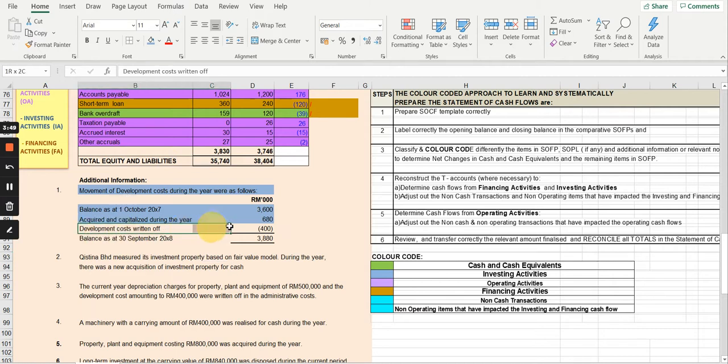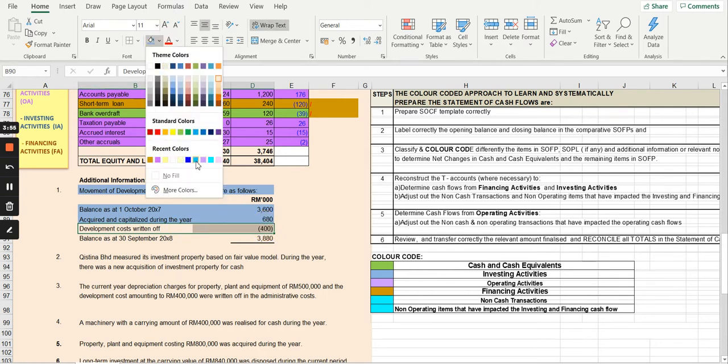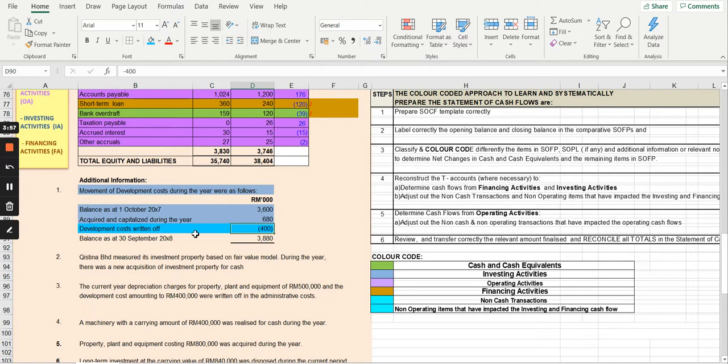So you also have one item here which is a non-cash item. So for non-cash item, I'm using blue. All right. Okay. So if you check acquired and capitalized during the year, this one is telling you that there were some acquisition of your development expenditure. So there was some acquisition of development cost, intangible asset, and this is an outflow of cash.